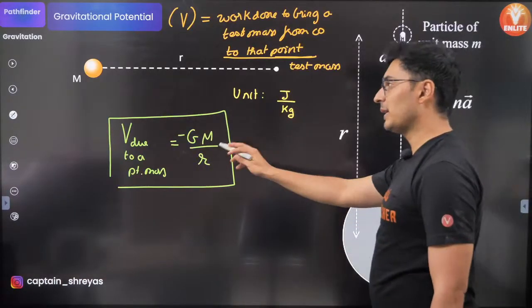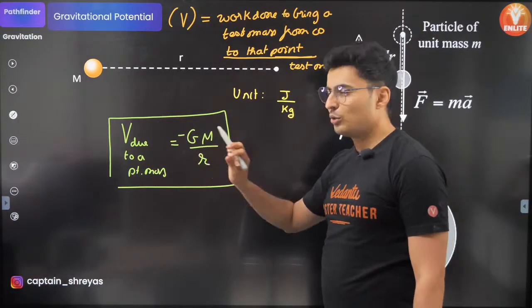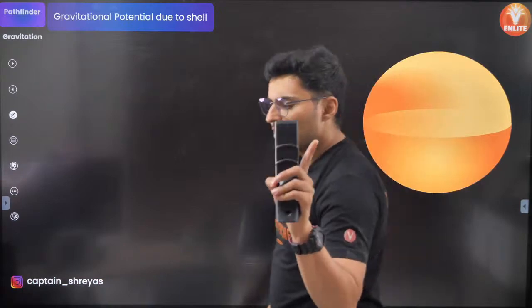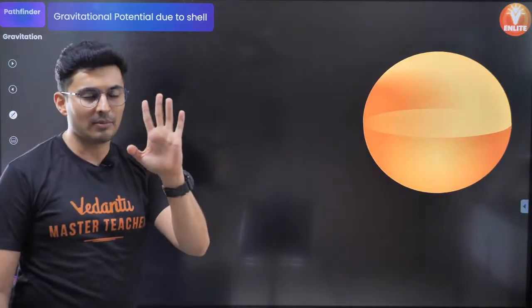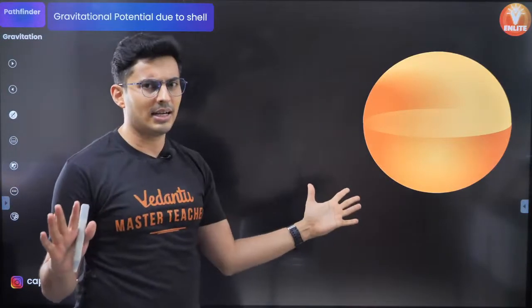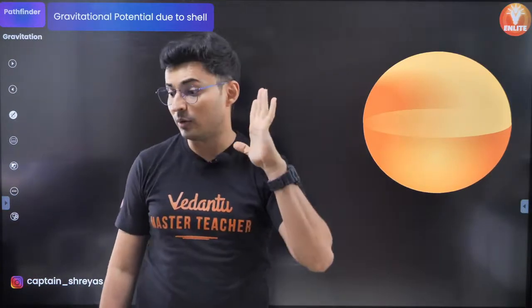Same thing will be there for electrostatics. Instead of G, you will have K. It will be K Q by R. No minus sign, of course. Okay. Now, this is the most important formula. Keep this in mind. There are more formulas for spheres, rings. I don't want to discuss that because you will learn that in electrostatics. For now, just remember the shell formula.